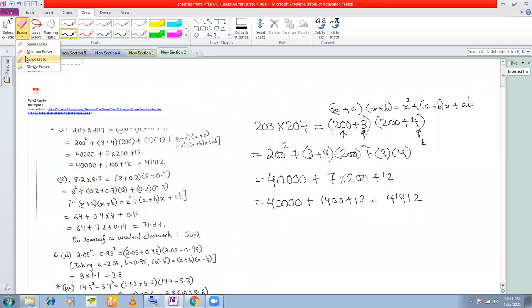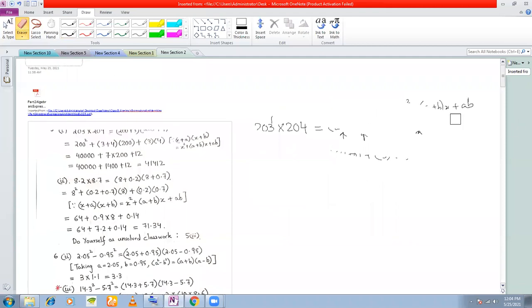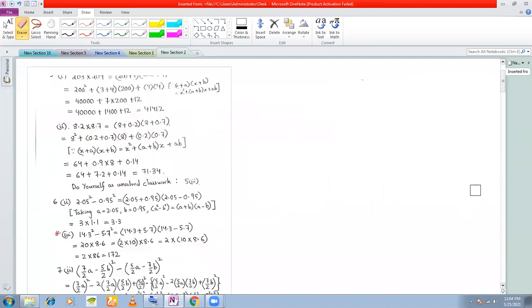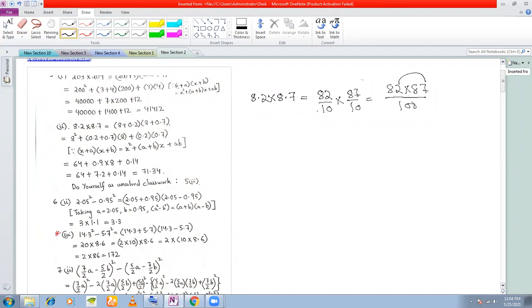Let us see the next one. Now we cannot use a square minus b square here. Why? Because the sum of the digits don't add up to 10. Let us see the next one here. The next one here is 8.2 into 8.7. Now again, if you change this to a fraction, 82 by 10 into 87 by 10, you get 82 into 87 by 100. Even here you see the sum of the digits is not 10, so therefore you cannot apply a square minus b square identity.